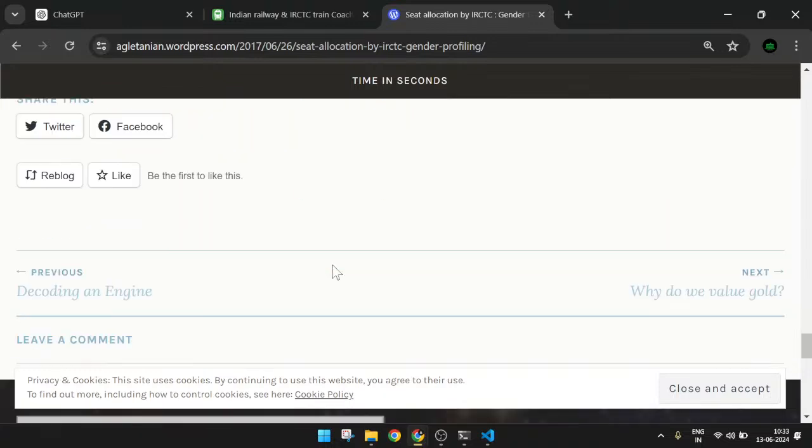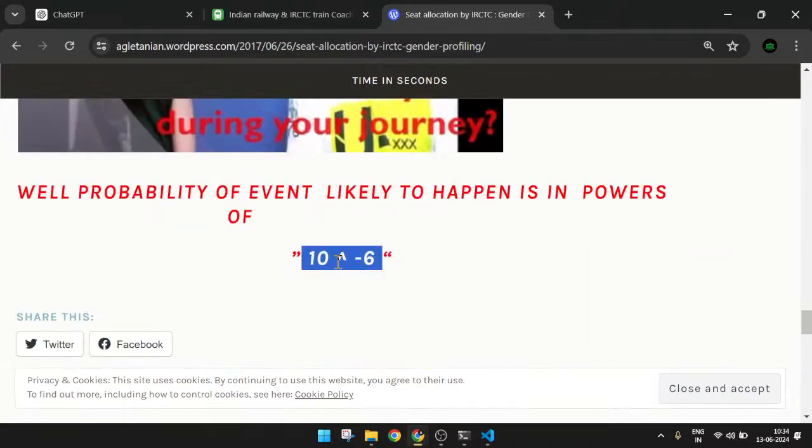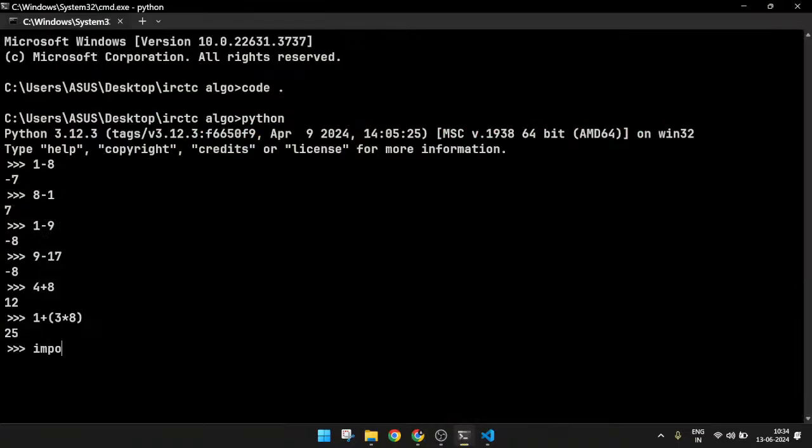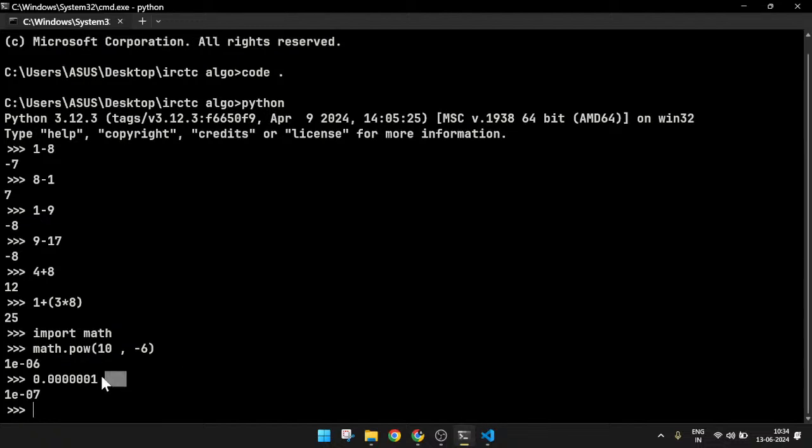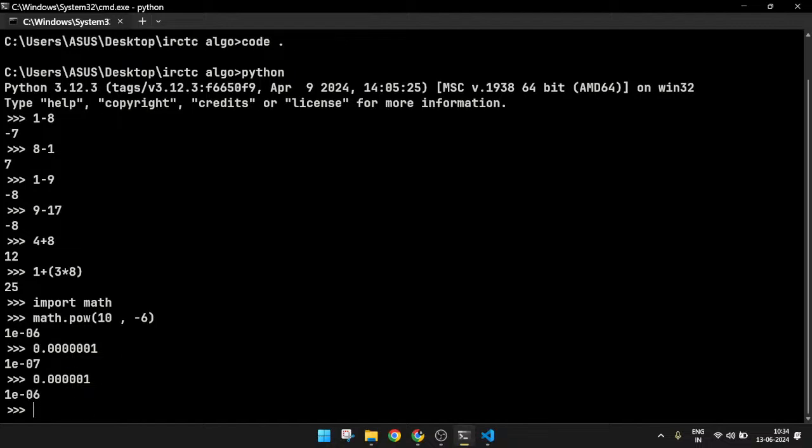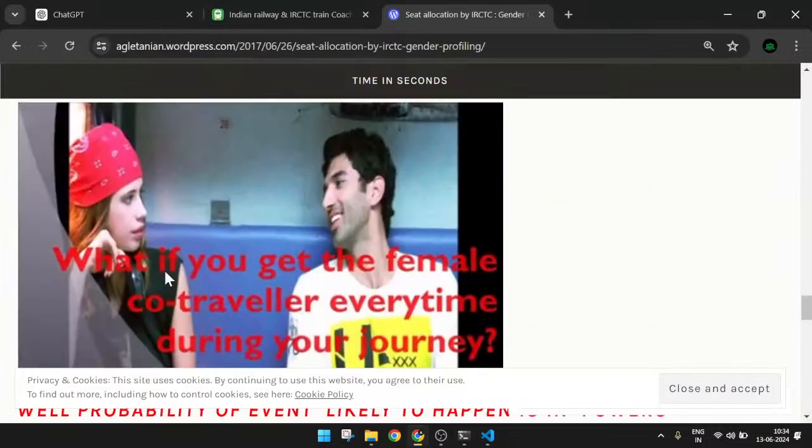Oh, now I get it. What it means. Ten raised to the power of minus 6. So what is it? Zero point zero, so I think this number is 0.000001, with six digits. This is the probability of you getting a female co-passenger.